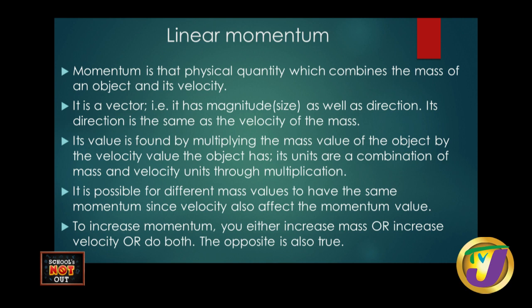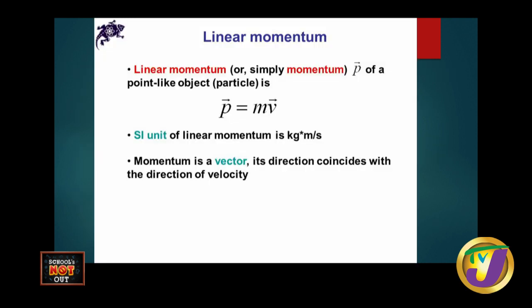To increase momentum, you either increase the mass or the velocity, or you can do both. And the opposite is true. So if you want to decrease momentum, you make the mass smaller, the velocity smaller, or you make both smaller. Either way, it will affect your momentum value. As with most things in physics, there is an equation, and it is this for momentum. They term it sometimes linear momentum because there are other forms of momentum. There's angular momentum and all of that.